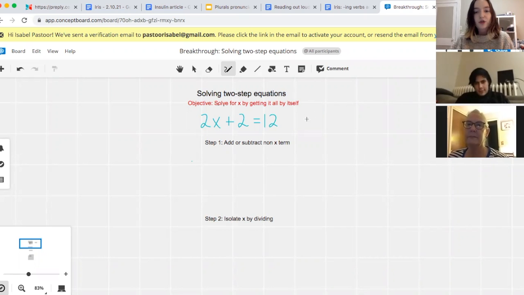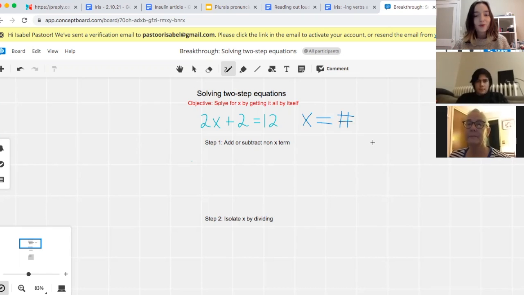So when we're done, we should have something that looks like this. X equals, on one side, x all by itself, and then on the other side, we'll have some number. To get x all alone without any numbers on the other side, we're going to manipulate or change both sides of the equation until we get it to look like that.